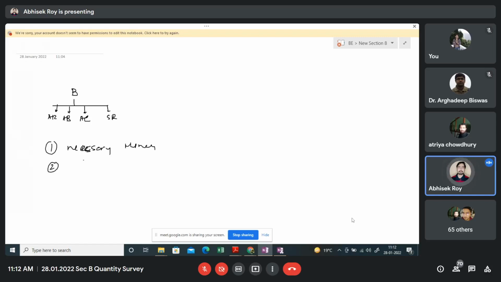Also you have to fix the completion period. For that also you need the estimation. And after that you have to invite the tenders and prepare the bills for payment. For that also you need the estimation. So how will we do the quantity survey? Obviously, in the beginning you first have to prepare the working drawings.